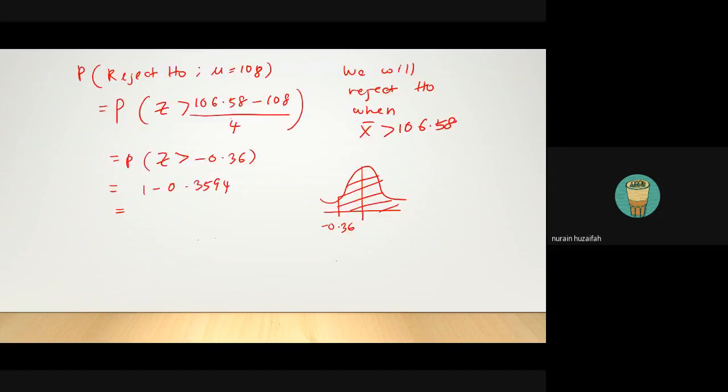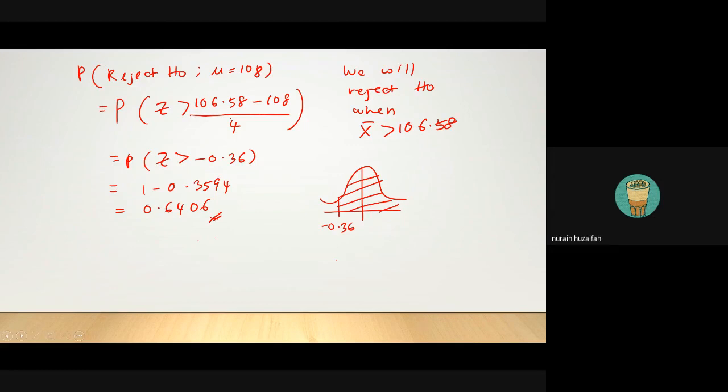So you have... okay, let me double check, is my answer correct? Let's standardize. So you have Z greater than 106.58 minus 108 divided by 4. So you have Z greater than minus 0.36.